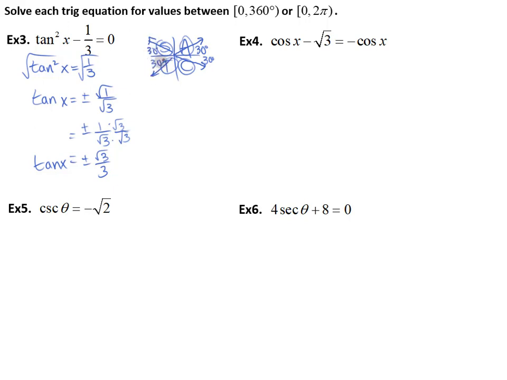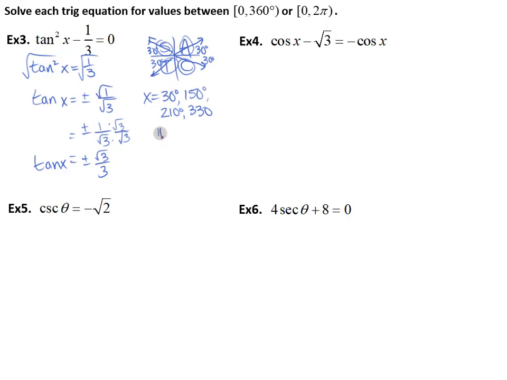So what are those 4 angles going to be? Well, let's see. In quadrant 1, that's just 30 degrees. In quadrant 2, 180 minus 30 is 150. In quadrant 3, 180 plus 30 is 210. And in quadrant 4, 360 minus 30 is 330. So there's my 4 answers in degrees.